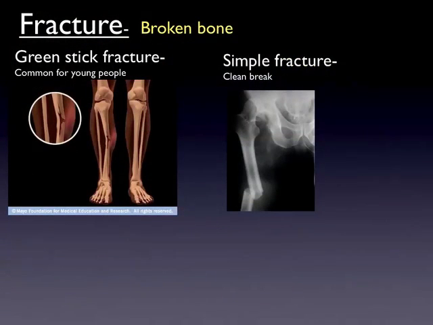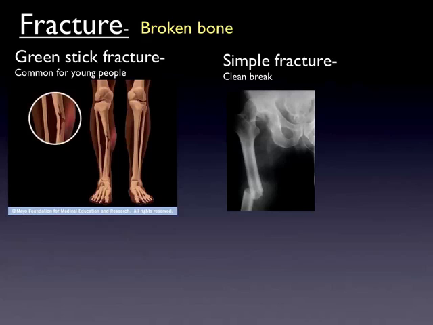Then there's a simple fracture, which is basically a clean break, where the bone is completely separate. So this person fractured their femur. This would probably be very painful. The femur is probably one of the most painful bones to fracture. And now it's offset, so we say it's displaced. The two pieces of the femur that are now broken are no longer aligned.